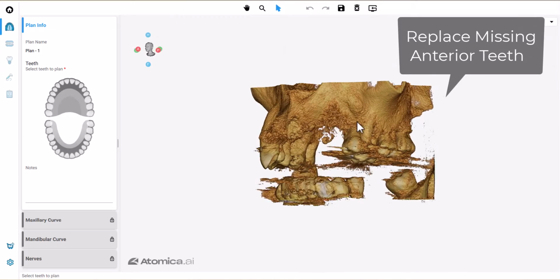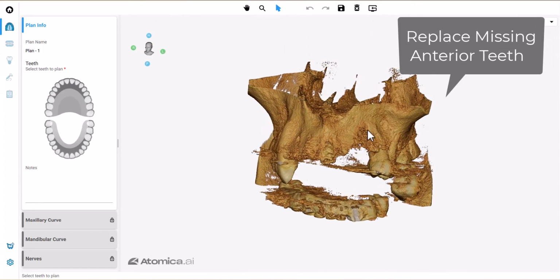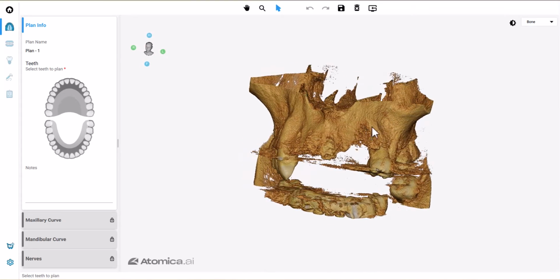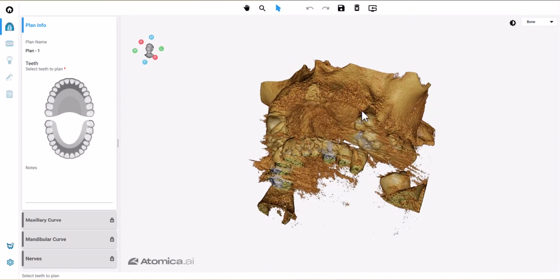In this case, our patient wants to replace his anterior teeth, and as you can see, he suffers from severe buccal and also vertical bone resorption. So, Dr. Tony, how would you plan for this case?